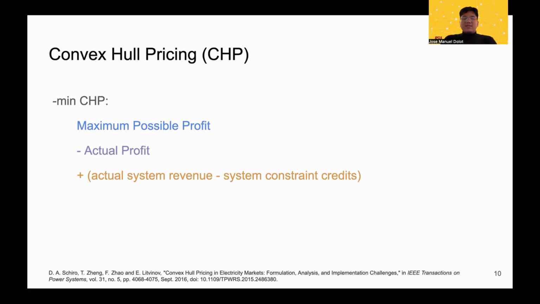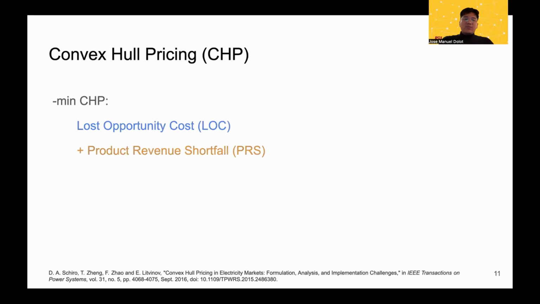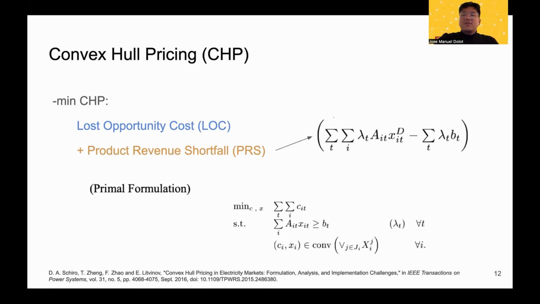Now for the third term, which is the difference between the actual system revenue and system constraint credits, this is what we call the product revenue shortfall. So what is product revenue shortfall? There are two terms here for PRS. The first term is the cost of operating over the system, or the revenue paid to the system and the system constraints.